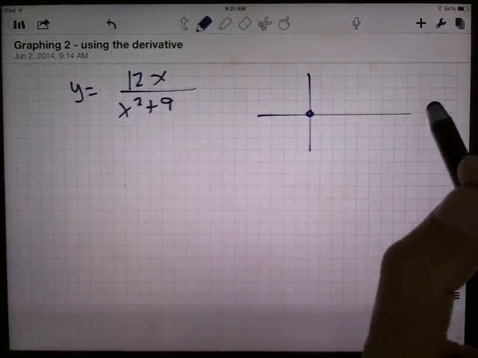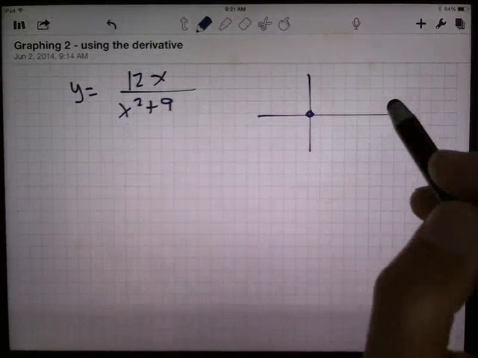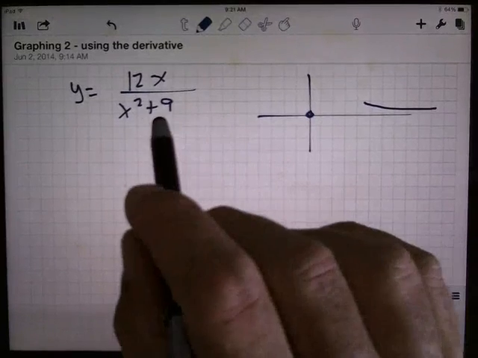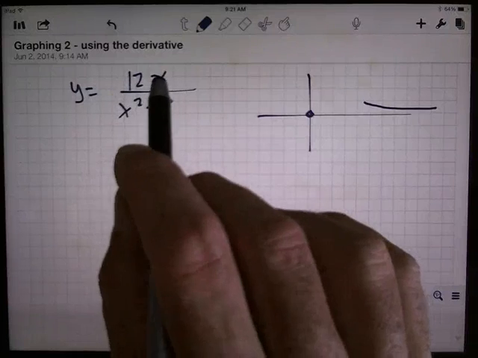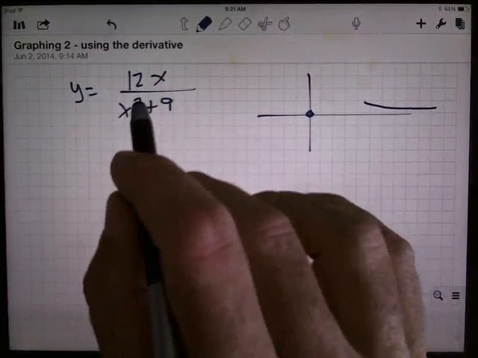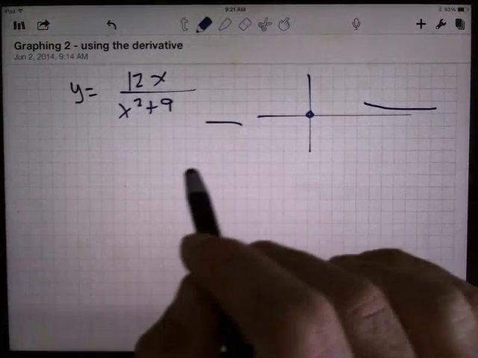I find it easier to think over on the positive side here. When x is positive, numerator is positive, denominator is positive, so it's going to approach that horizontal asymptote like this. Likewise, on the negative side, when x is negative, the numerator is negative, but the denominator is still positive. That negative squared is positive, plus 9 is positive. So negative divided by positive is negative. So it's approaching that asymptote on this side.